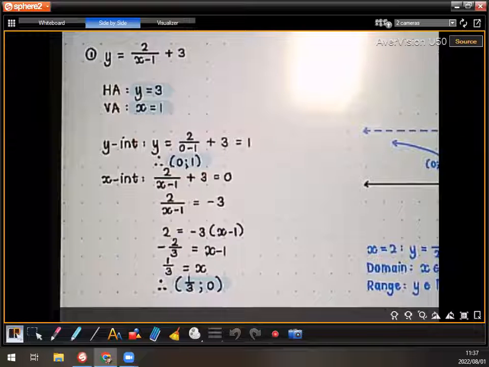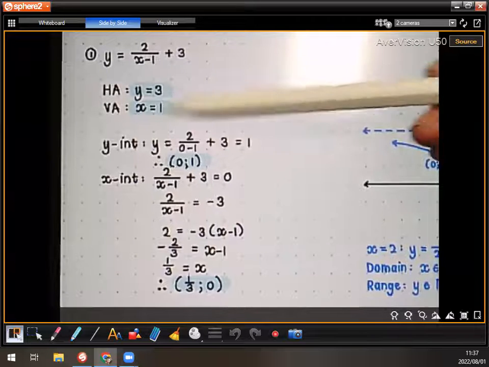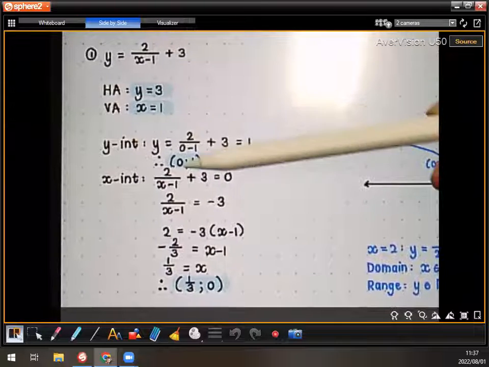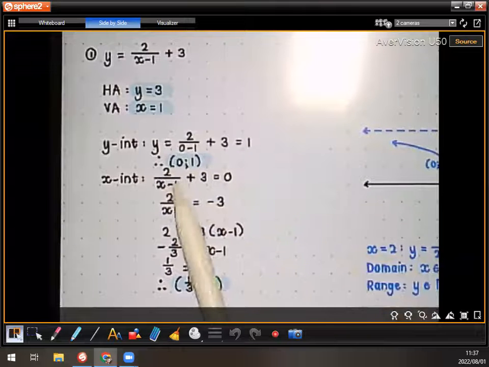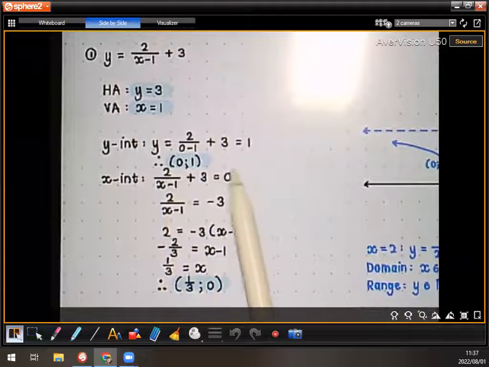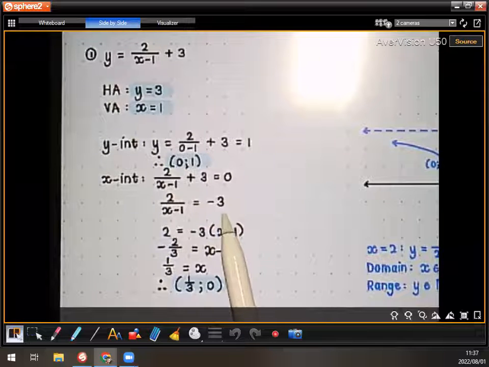Okay, guys, these questions, they are working. So the y asymptote is 3, and the x asymptote has a different sign than in the equation. And then for the y-intercept, you make x equal to 0. Type it in, you get 1.